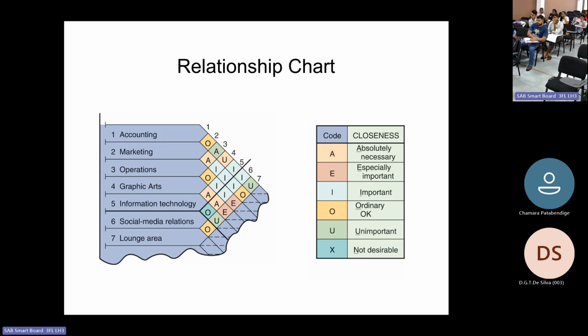Now, if you have a better layout, what should it be? Hello, can you understand it? Hope you can understand. Better, more efficient layouts should have shorter lengths for A-type relationships, shorter lengths, and then shorter lengths for E-type relationships. If the relationships are lengthy or the distances are lengthy, that means layout problems are there.